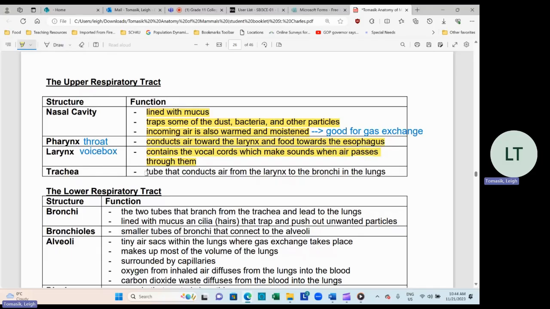Trachea is the tube that connects the air from the larynx to the bronchi of the lungs. So it's just a passageway, but it's the main passageway down the front. And actually, one thing I want to mention is it's a little bit different from the esophagus. So the trachea, if you'll notice, is in front and the esophagus is in back.